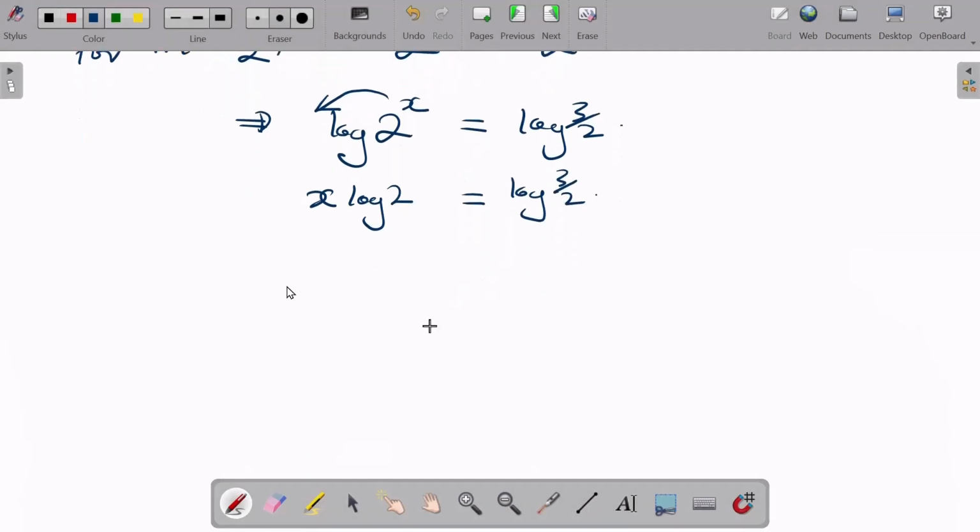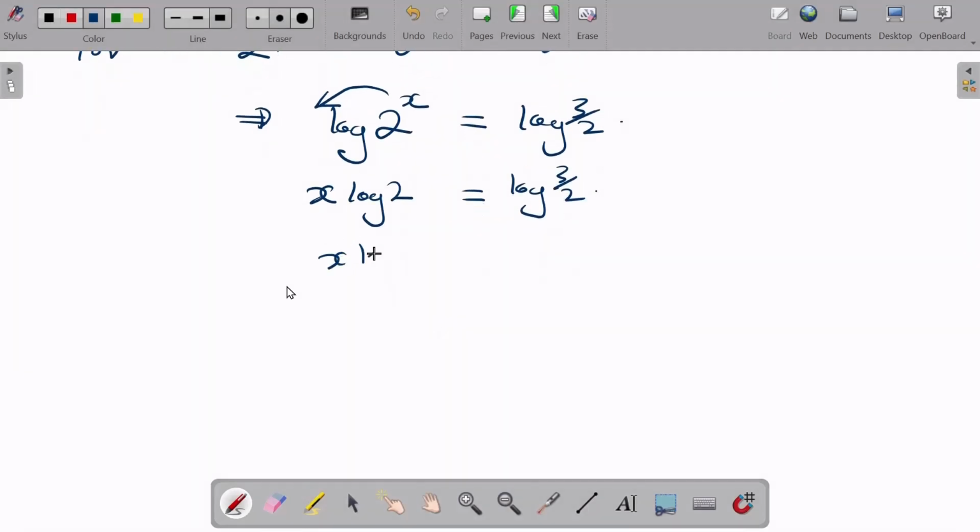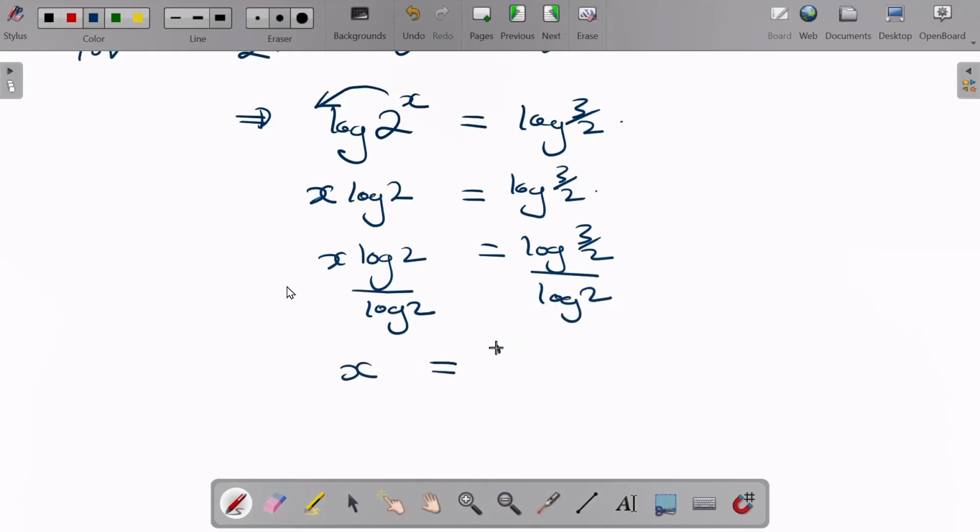To make x the subject, we are going to divide through by log of 2 on both sides. So we divide through by log of 2 divided by log of 2, so that we have x being equal to log of 3 divided by 2, divided by log of 2.